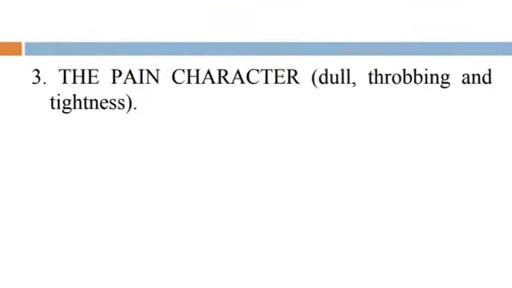Third, the pain character, like dull, throbbing, and tightness. Pulsating, throbbing pain supports the diagnosis of migraine. A steady sensation of tightness or pressure is also commonly seen with tension headache, while pain produced by intracranial mass lesion is typically dull and steady.